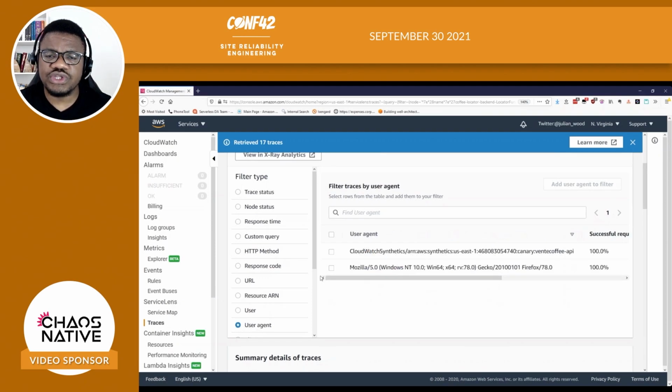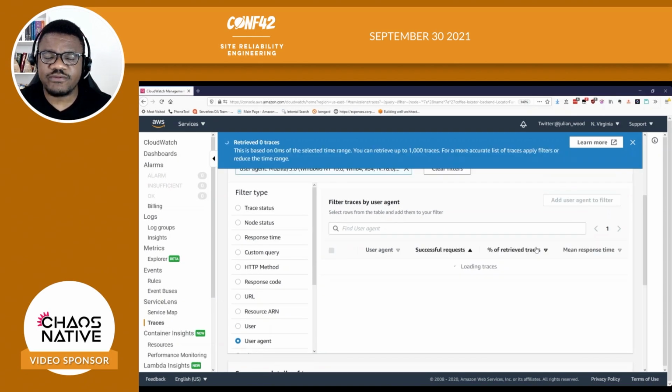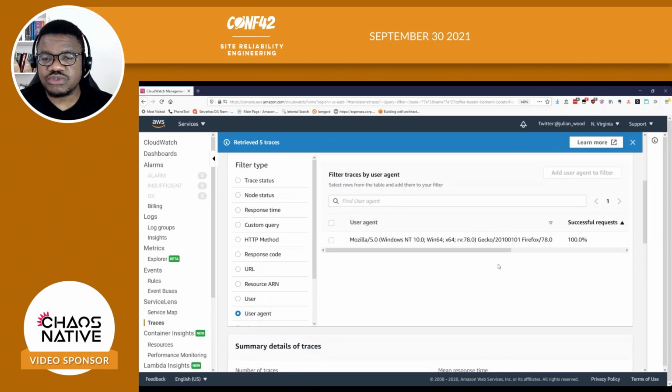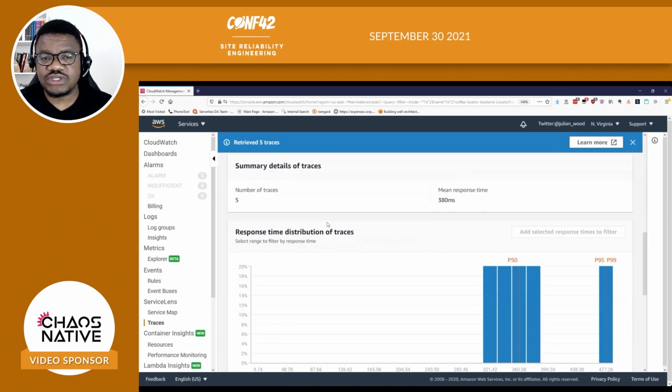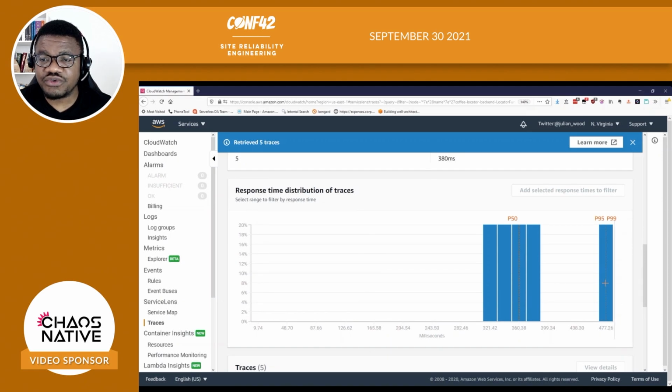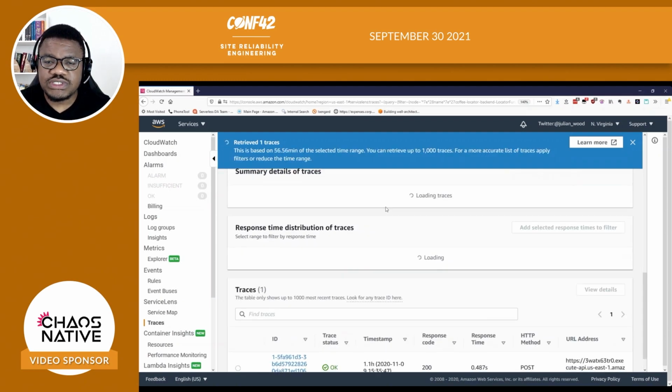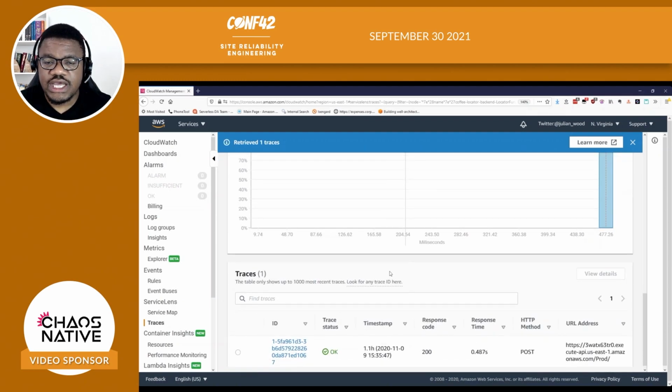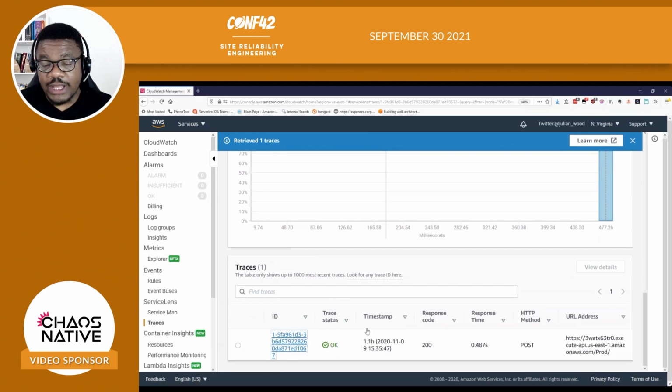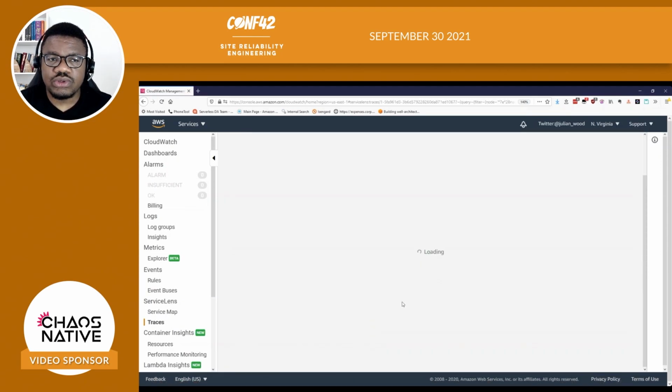Let's focus on the user agent. We want to see the users from Mozilla Firefox who are also running Windows as the operating system. So you want to see the users accessing the application from that. Here we have 5 traces. We just filter by the P95 to P99 traces, and then we'll be able to see that particular trace for that percentile. And then we can drill down within that trace.